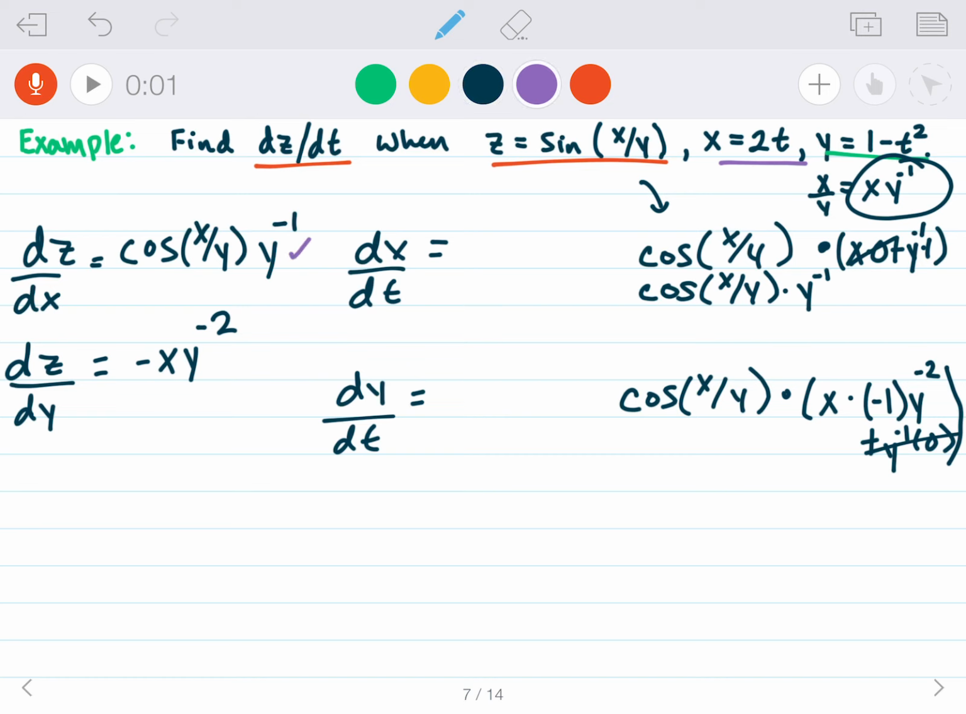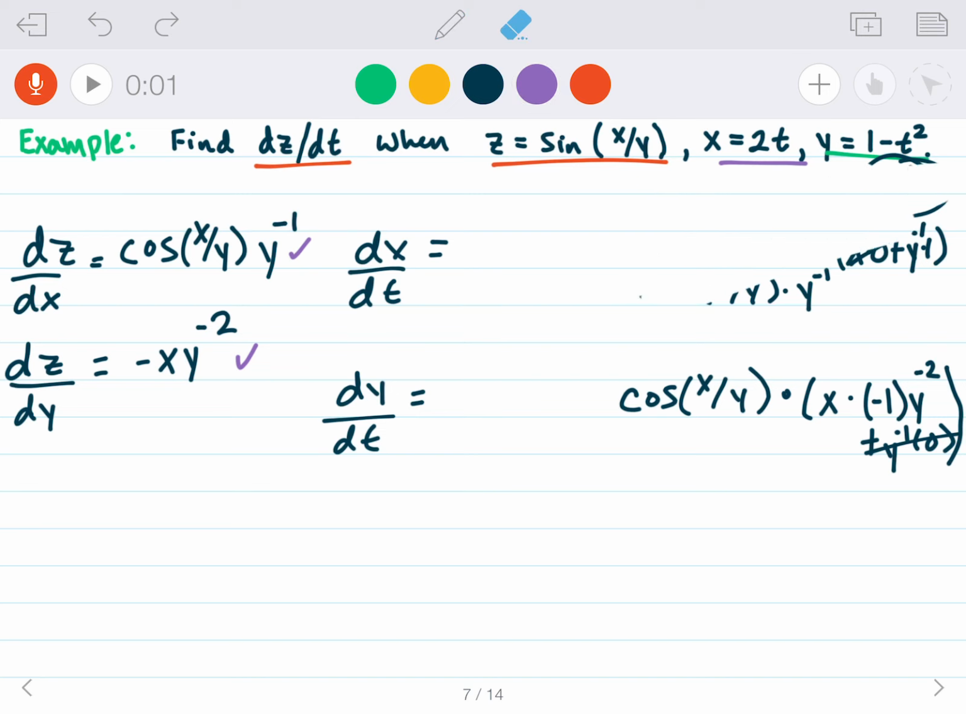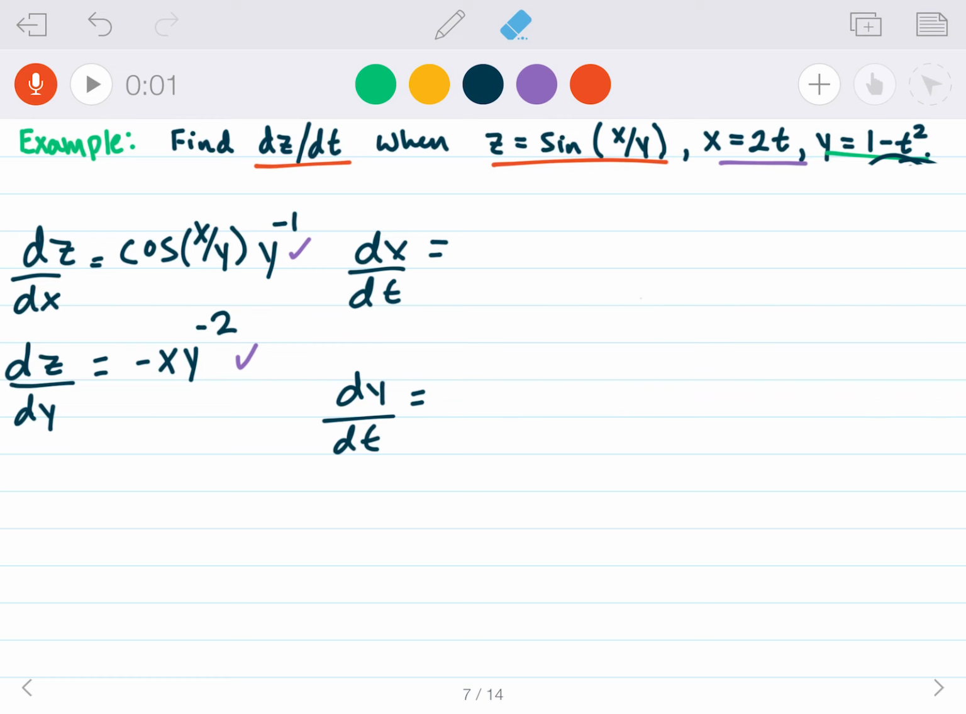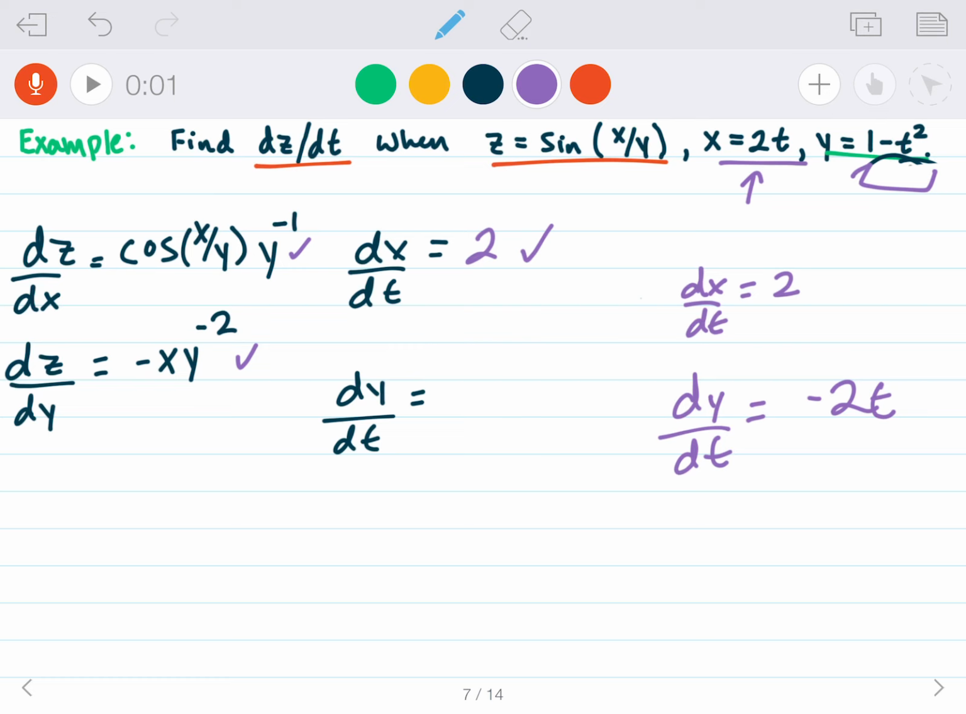So those were the derivatives of z with respect to x and y. Now let's take the derivative of x with respect to t and the derivative of y with respect to t. Okay, so dx/dt is just going to be 2, right? Take the derivative of 2t, it's just 2. And then the derivative of y with respect to t is just negative 2t. I'm just using the power rule here.